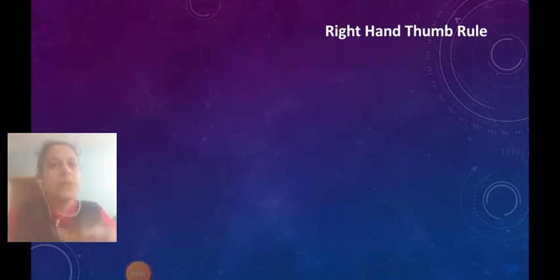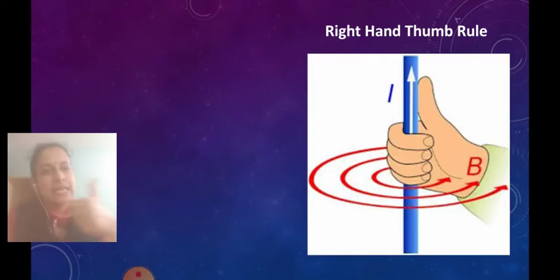So it is very simple. What you have to do is just take this drawing or picture here. Here it is the right hand. Whenever you are doing this, you can also try to find out the direction of the current. Now, the direction of the current is along the thumb.